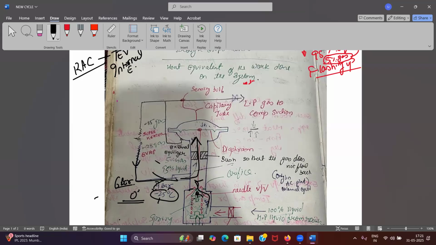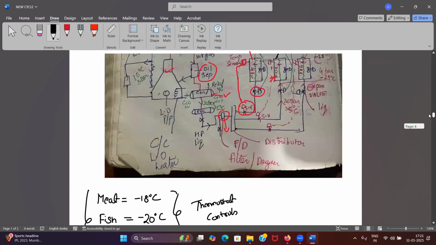If my opening between my orifice and my needle valve reduces, then less amount of refrigerant will be coming, less amount of flashing up will be happening, and that's why your saturation temperature will also go up. Do you agree? Yes, sir. Okay. Second purpose, this is one of the things.